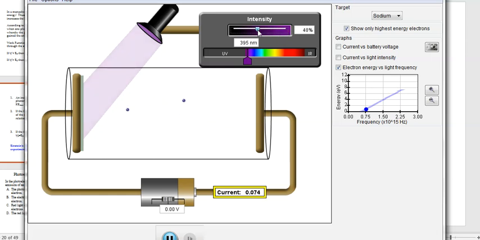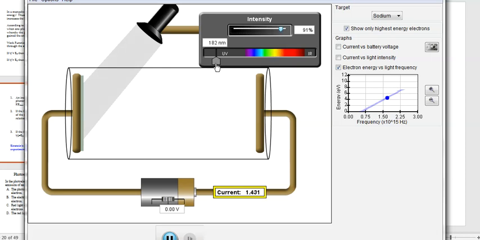But now if I go down to low intensities, I'm not getting as many electrons that are flying out, but they're still going at the same speed. Now if I change the frequency to be an even higher frequency, then these electrons shoot out at a much higher speed. So that's the point there, is that the electrons coming out come at a higher speed.